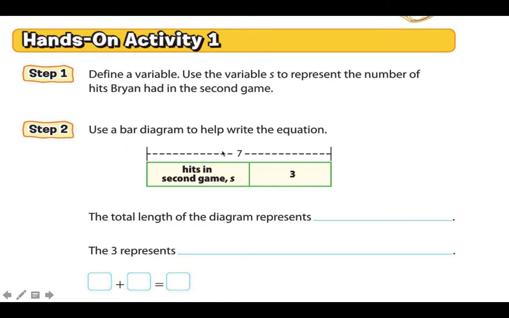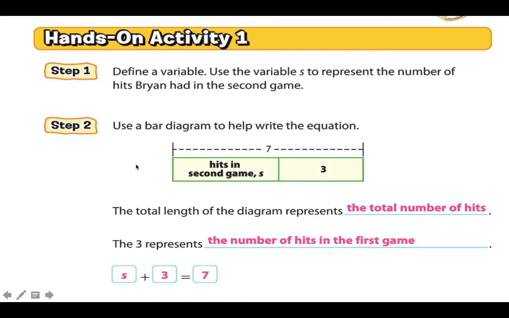Step 2 says use a bar diagram to help write the equation. Pause the video and fill in the answers to these spaces. The total length of the diagram represents what? 3 represents what? And then try to figure out what needs to go in each of these boxes based on the bar diagram. So let's see how you did.